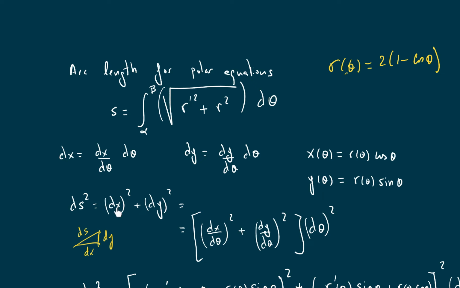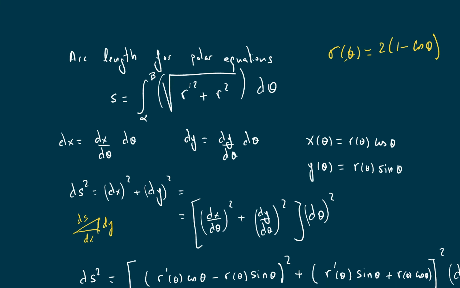So I will substitute dx. dx is the derivative of x with respect to theta times d theta. So I put (dx/d theta) squared times d theta squared, plus (dy/d theta) squared times d theta squared, where dy is the derivative of y with respect to theta. So this expression is the expression of the arc length using polar equations.